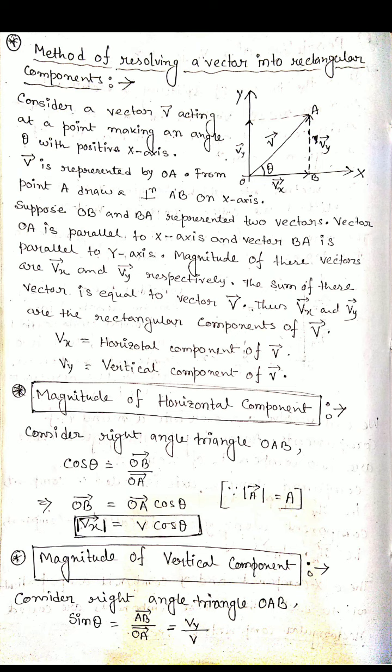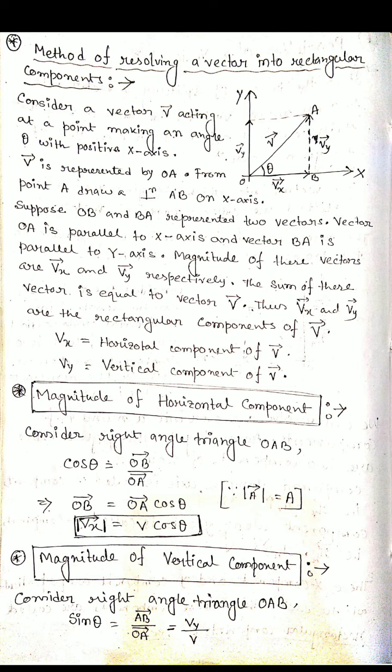Within the modulus you use the vector sign. When you write the magnitude of Vx, that is only Vx. So Vx equals V cos theta, because OA represents the magnitude of the V vector, and the magnitude of the V vector is only V. This is the magnitude of the horizontal component. So Vx equals V cos theta.